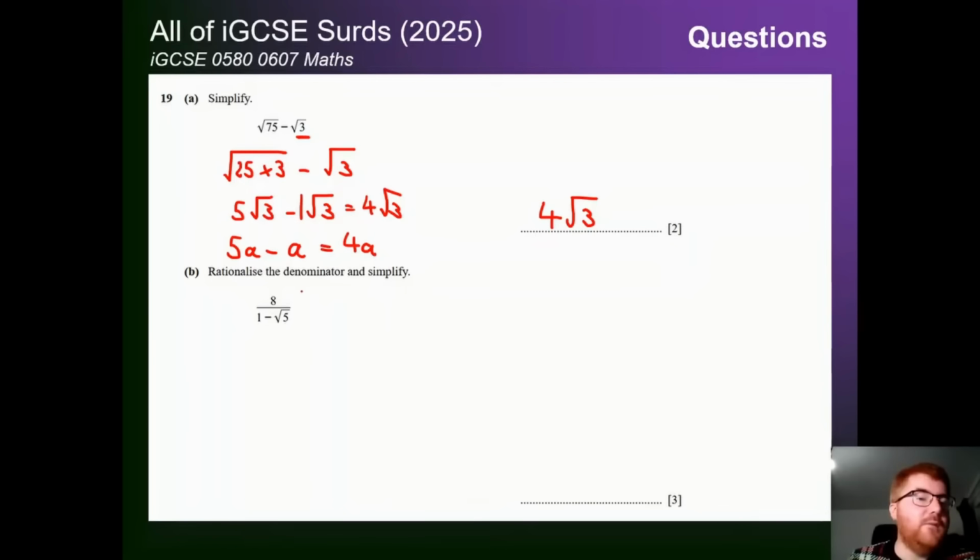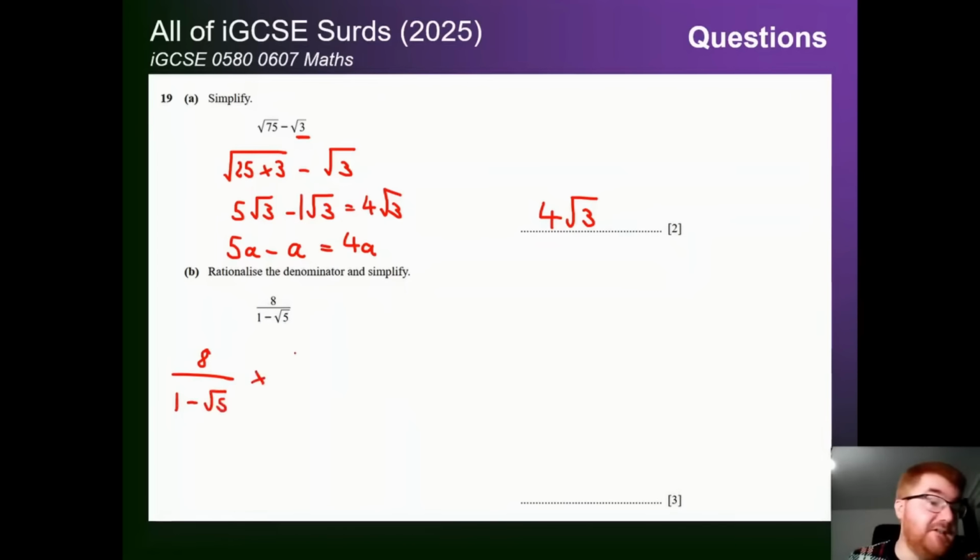The next part, again, we approach this in the same way as before. So we have 8 over 1 minus root 5. We multiply by its conjugate, so its positive version here, so 1 plus root 5. Even though the surd and the number are the other way round, still approach it in the same way.